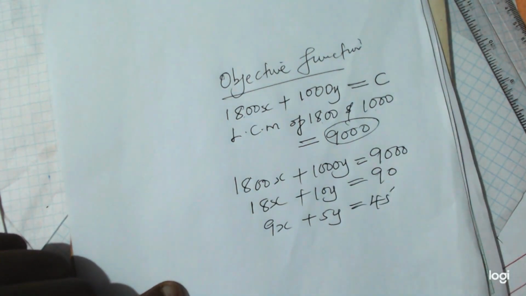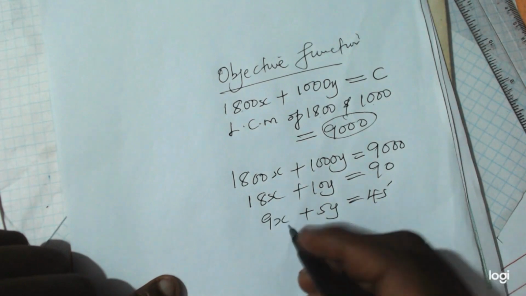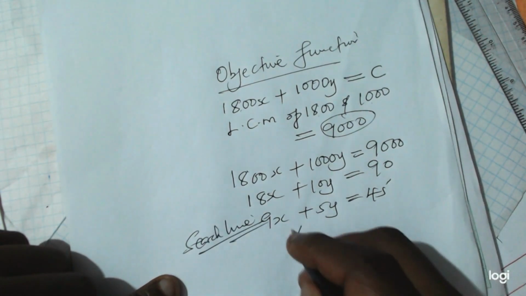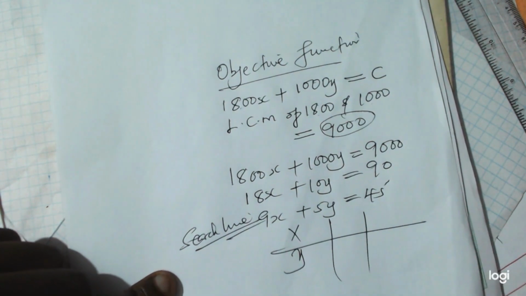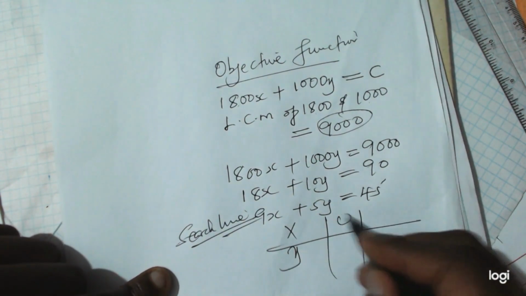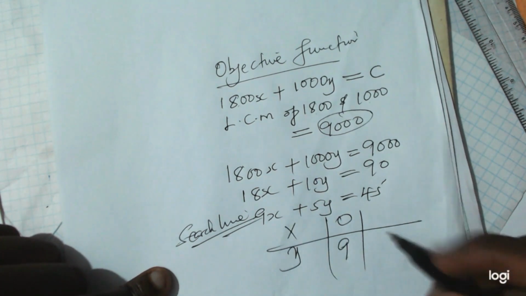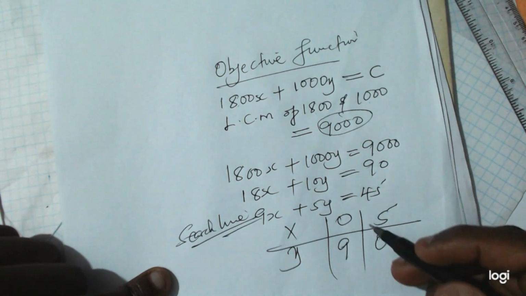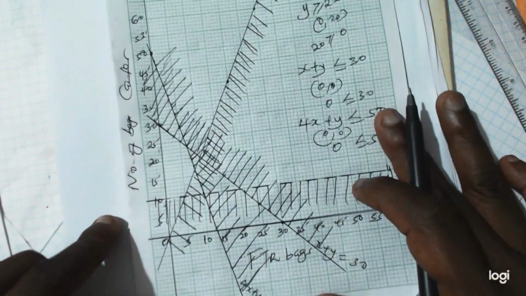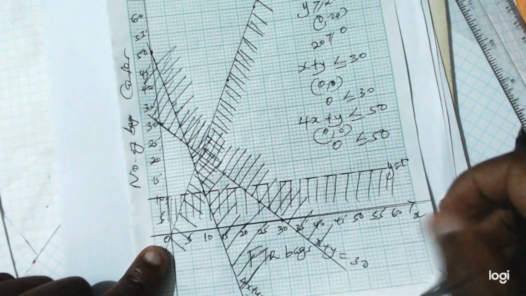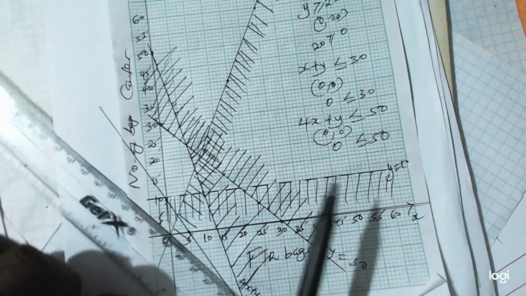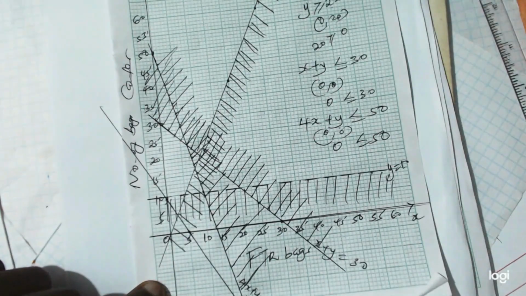Now this is the equation of the search line that you're going to draw, and we need just 2 points to draw it. When x is 0, y will be 9. When y is 0, x will be 5. So we just need to plot this graph. On our graph, we plot (0, 9) and (5, 0). So (0, 9) is here, and (5, 0) is here. So the search line will be here.